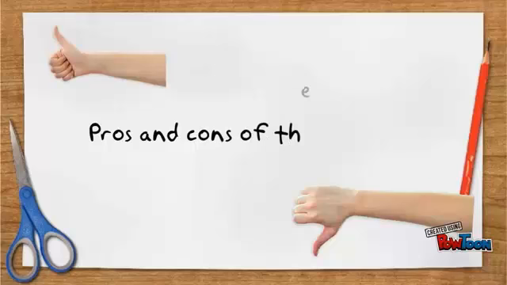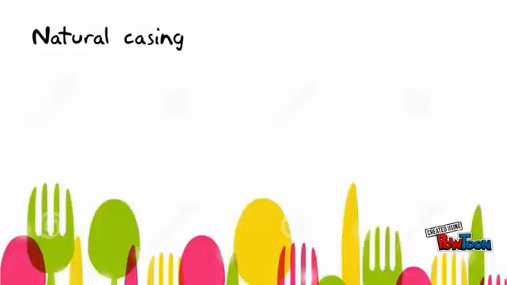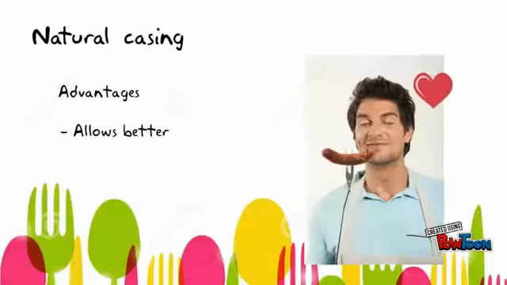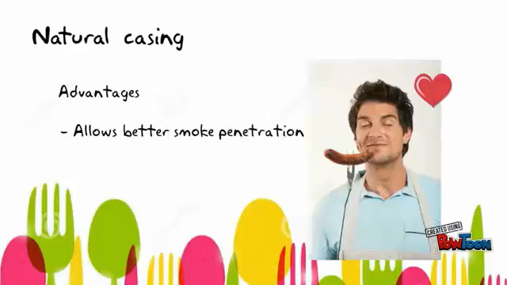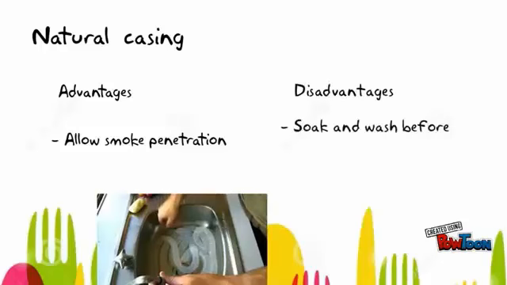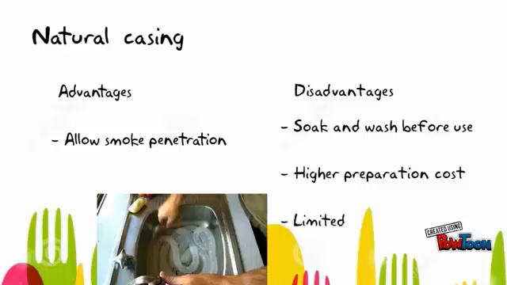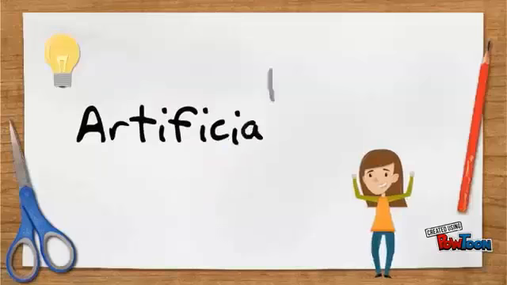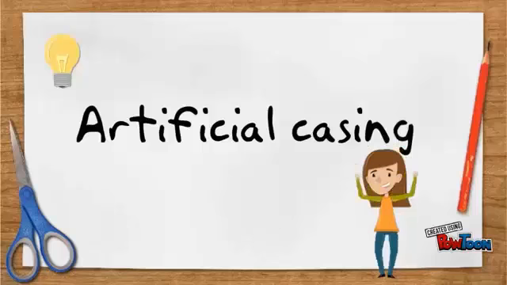Let's move on to their pros and cons. Natural casing allows better smoke penetration, which gives sausage a smoke taste and smells better. However, it has to be washed before use, needing a higher preparation cost. Also, intestines from animals have limited supply. Based on these disadvantages, it led to the invention of artificial casing in the market.